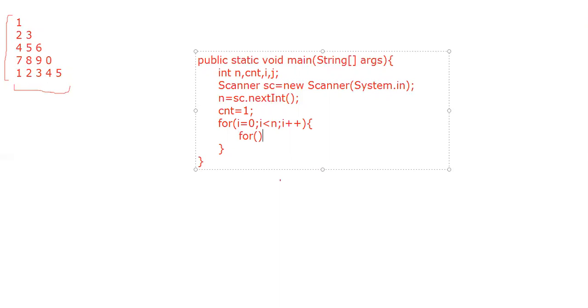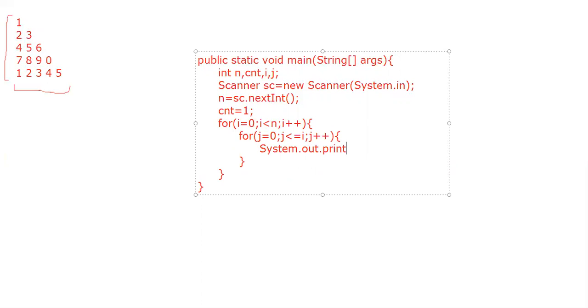For j equal to 0, j less than what? j should be less than or equal to i, in fact. So j less than or equal to i, j plus plus. I will explain in a minute why less than or equal to i. Now I have to print the count. System.out.print. You will see that I am not using println because ln changes the line. We don't have to change the line. System.out.print, and here we have to pass the variable cnt.